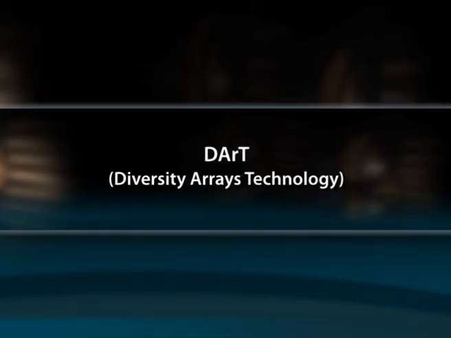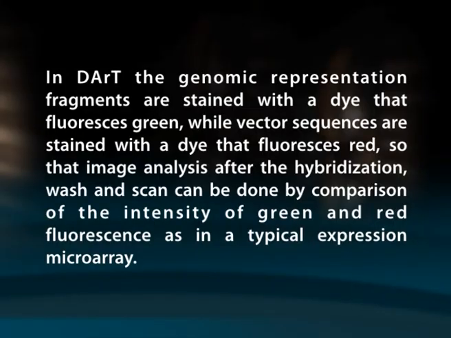In addition to their abundance, SNPs have the advantages of several high throughput genotyping platforms that can significantly reduce the cost per data point. 10th one, Diversity Arrays Technology or DArT. It is based on microarray hybridizations that detect the presence versus absence of individual fragments in genomic representations. In DArT, the genomic representation fragments are stained with a dye that fluoresces green, while vector sequences are stained with a dye that fluoresces red, so that the image is analyzed.